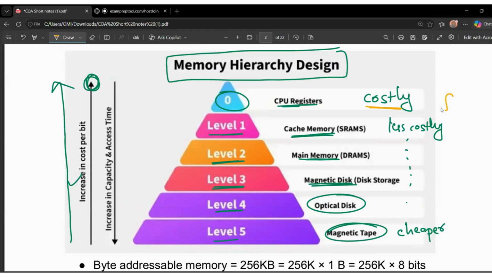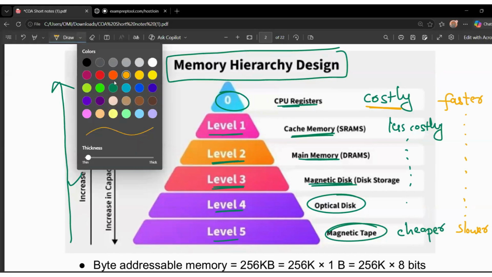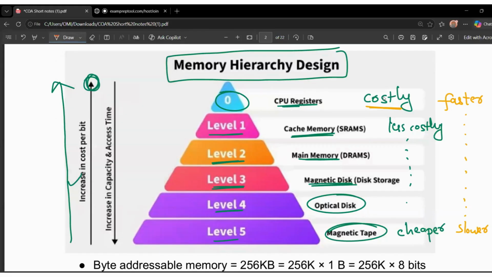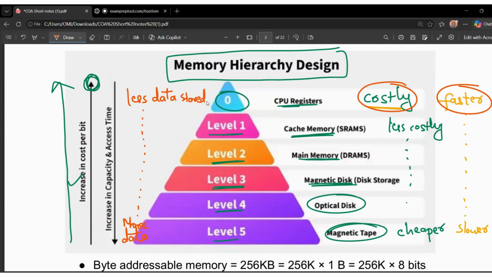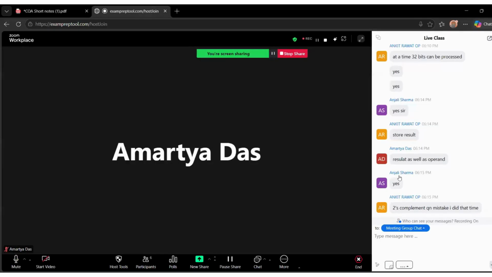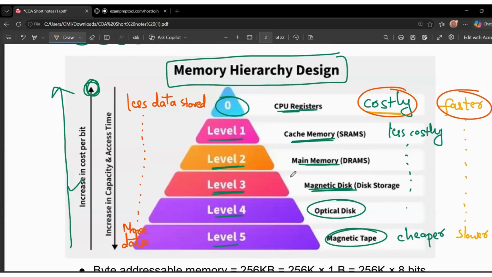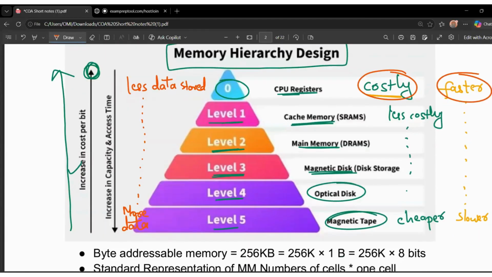Now the second thing we have seen is that it is faster, and if you go on, then it will be slower. Also, the faster memory stores less data. If you go down, more data will be stored. Yes or no? This is the hierarchy triangle we have seen.